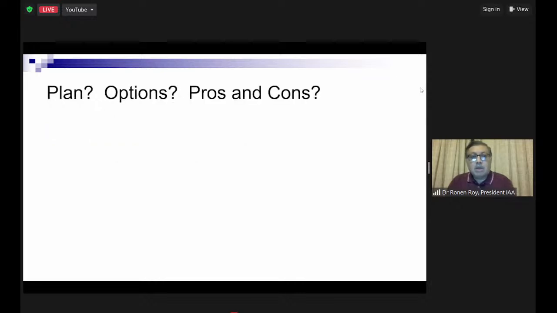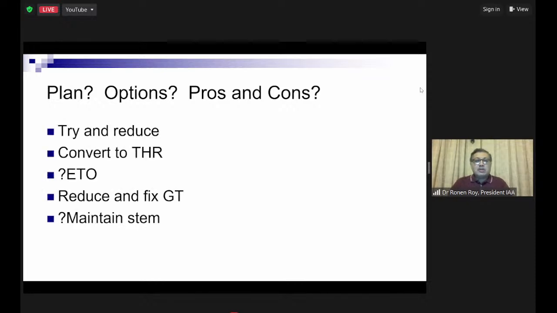So the question is, what are the plans? What are the options? What are the pros and cons? This is a lady in whom you really want to do a minimum because the anesthetists were not keen on any prolonged anesthetic. So should we try and reduce, convert to a THR? Is an ETO possible in this patient? Reduce and fix the GT, maintain the stem. What would you like to do?